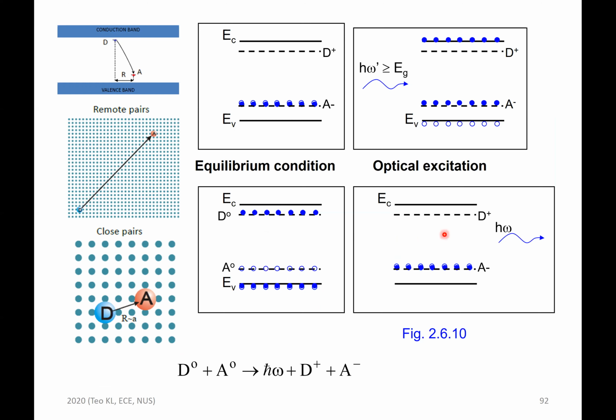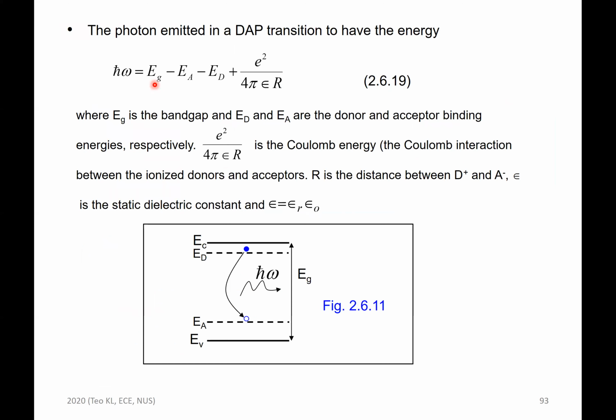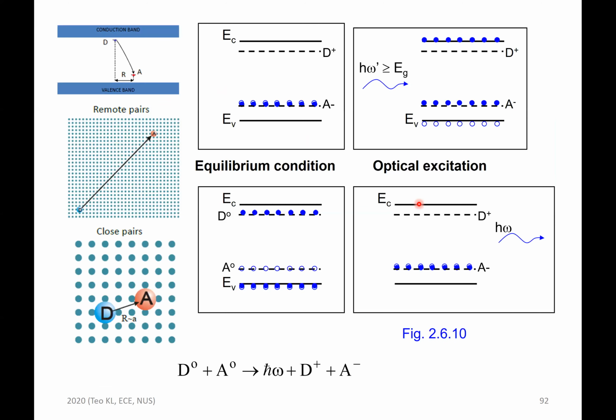which is at the energy of Eg minus Ea minus Ed, but you need to add a Coulomb attraction term. So basically, it's the band gap Eg minus Ed, the donor binding energy, minus Ea, the binding energy of the acceptor.